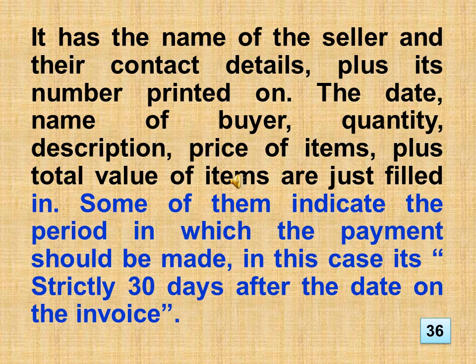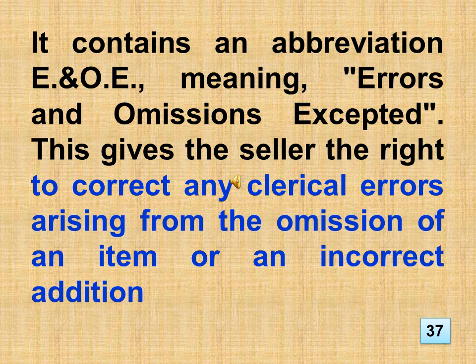It has the name of the seller and their contact details, plus its number printed on. The date, name of buyer, quantity, description, price of items, plus total value of items are just filled in. Some of them indicate the period in which the payment should be made. In this case, it's strictly 30 days after the date on the invoice. It contains an abbreviation E&OE, meaning errors and omissions excepted.